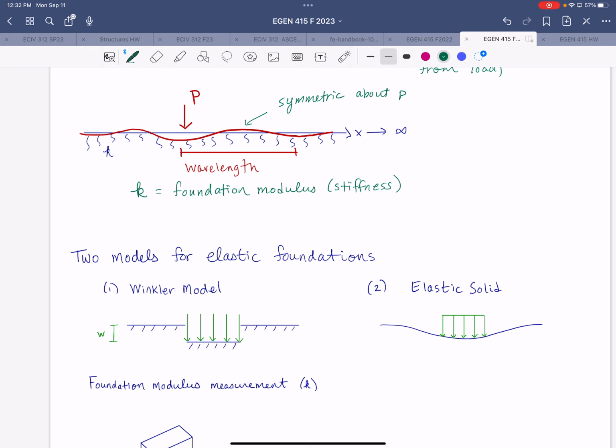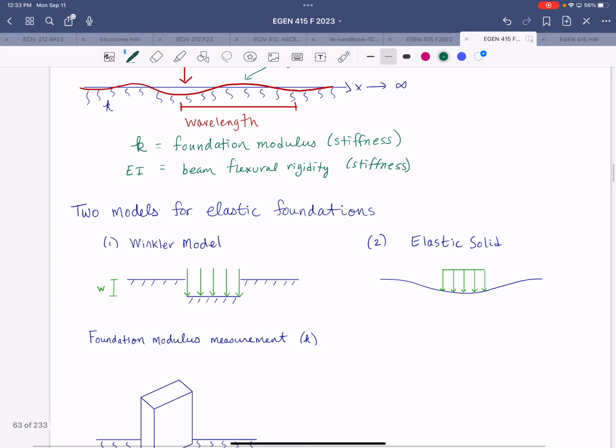And then the beam stiffness is represented by the product of Young's modulus and the moment of inertia for that cross-section. So EI represents the beam flexural rigidity. And so the solution to these problems has to somehow relate the stiffness of the foundation to the stiffness of the beam and how they would interact.